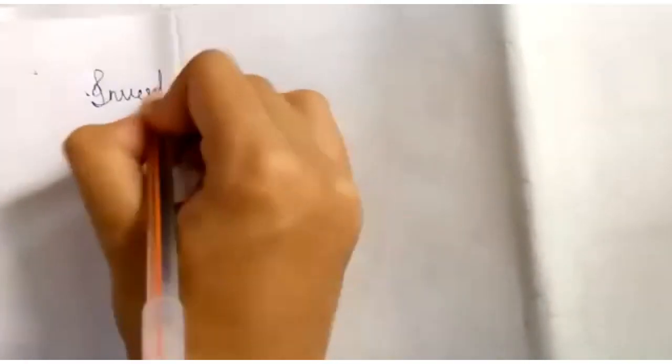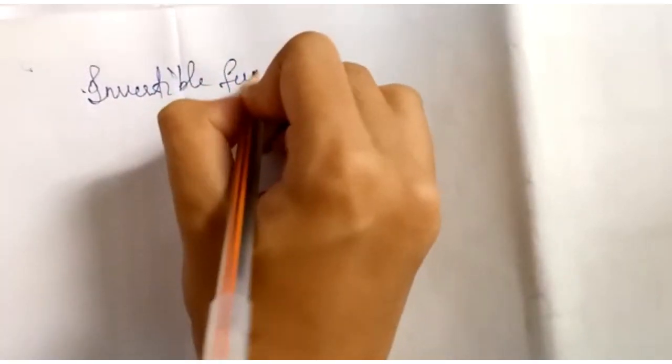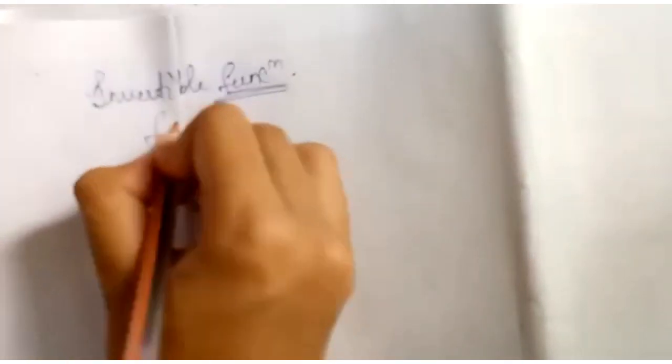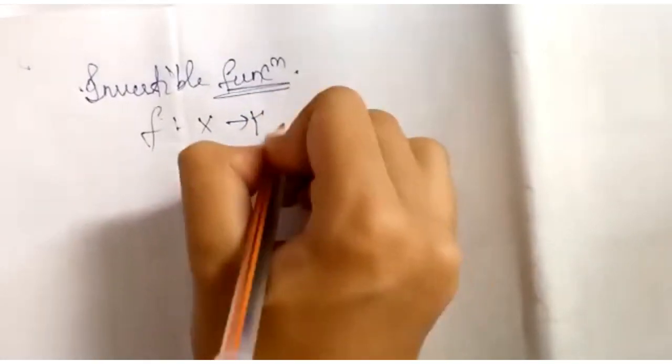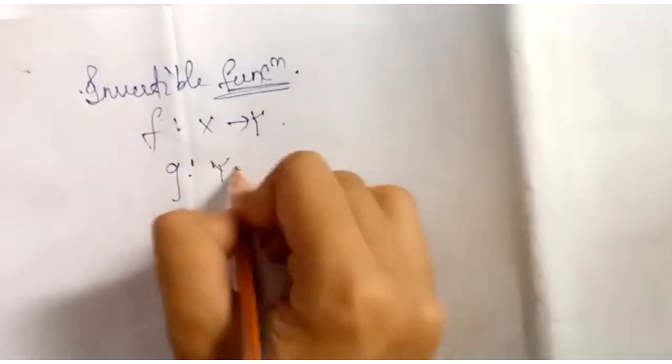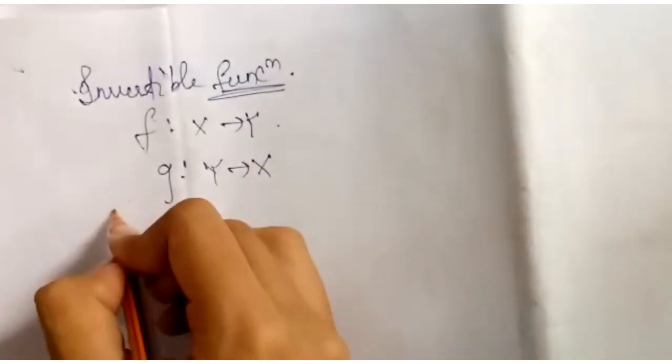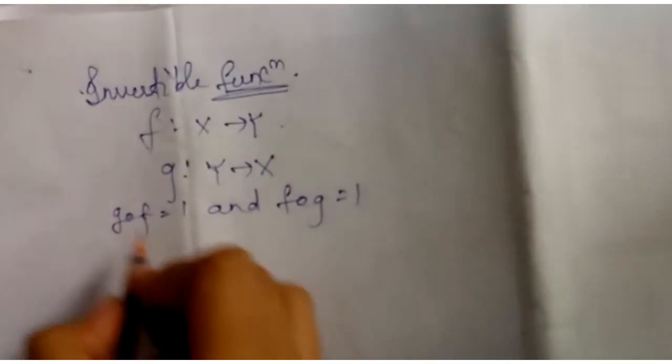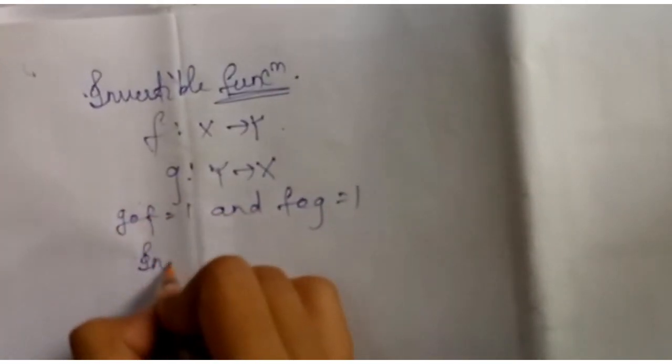Then the last one is invertible function. If a function f is defined from x to y, and there exists a function g from y to x such that g of f is equal to the identity and f of g is also equal to the identity, then g is the inverse of f, denoted as f inverse.